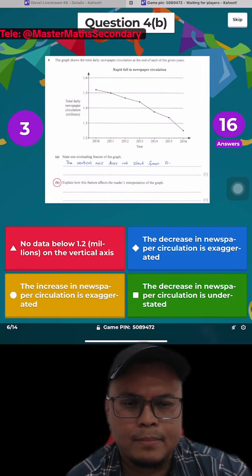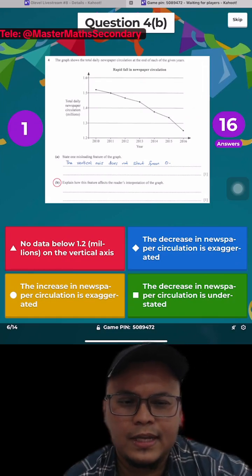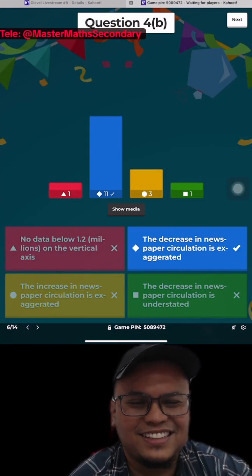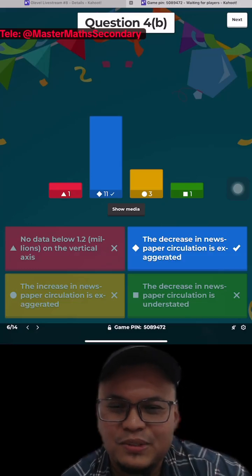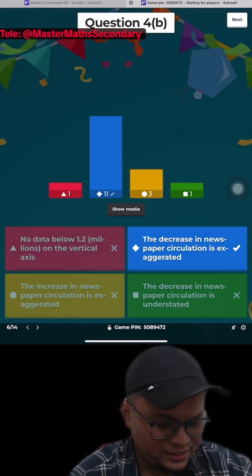What do you all think? Yeah, the answer is actually the blue one. Wow, most of you able to get this right. That's good, that's good. Let's see why it is like that.